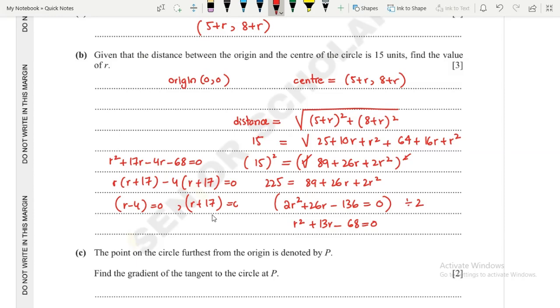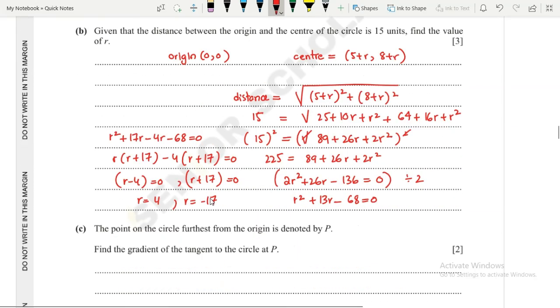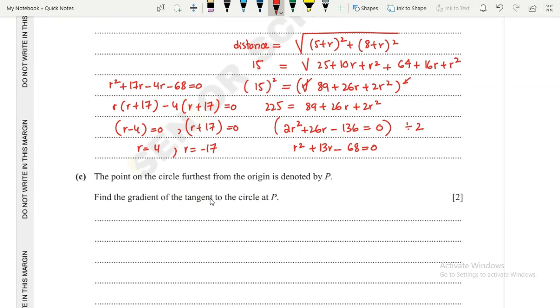So r will be either 4 or minus 17. They have given you that r is positive. Okay, it is greater than 0, so it is positive. So r equals 4 will be our only answer. Okay, this will be our only answer. So what we can write here is accept this and reject 17.